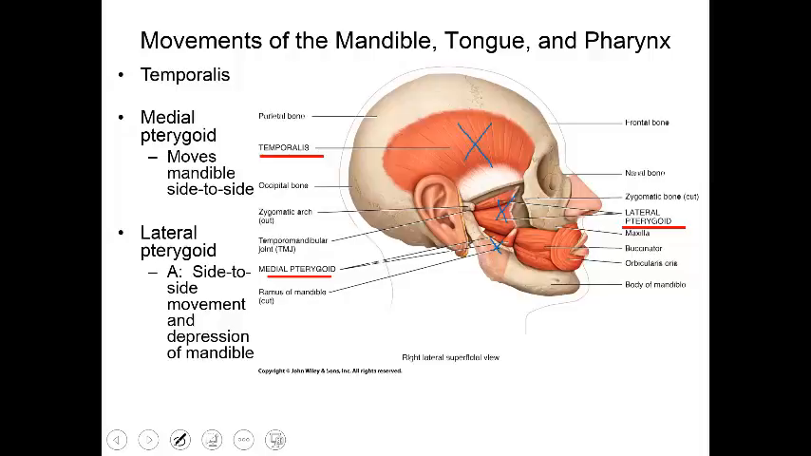Now these pterygoid muscles, both medial and lateral, help you move your mandible, aka lower jaw, from side to side. So think about it. When you're chewing your food, you're not just moving your mandible up and down, or elevating and depressing it, but you're also moving it from side to side, which is courtesy of your lateral and the medial pterygoid muscles. The lateral pterygoids also help you lower or depress the mandible. So these muscles basically help with mastication or chewing.